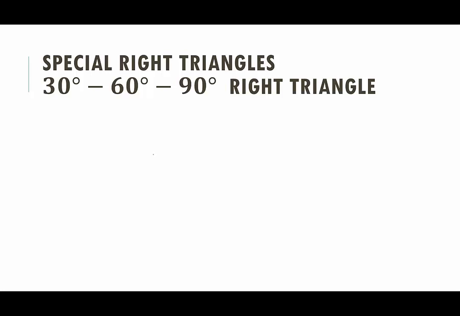So in order to figure out what the side lengths are, I'm going to draw an equilateral triangle. An equilateral triangle means that all of the sides and the angle measures are the same. And if all the angle measures are the same and they have to add up to 180, that means that each angle measure is 60 degrees. So this one's 60 degrees, this one's 60 degrees, and this one's 60 degrees.